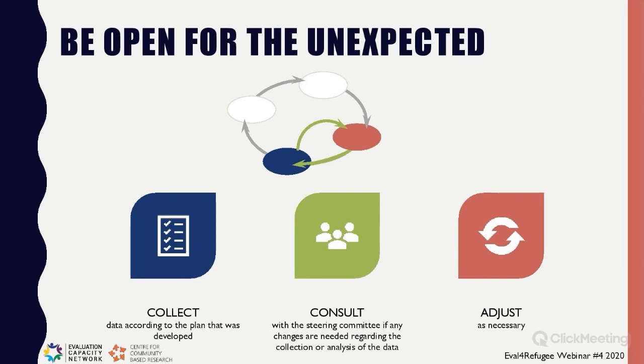Finally, be open for the unexpected. Sometimes when conducting evaluations, we hit the unexpected and need to know how to adapt. There will be many times where data collection may not meet the needs of the steering committee and you will have to adjust. This point re-emphasizes the feedback loop between phases 2 and 3, which are evaluation planning and data gathering analysis. Always be open to change your plan and adjusting it as necessary in order to conduct the most effective evaluation possible.